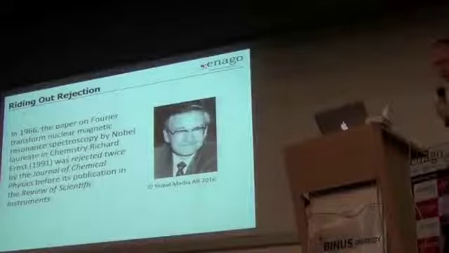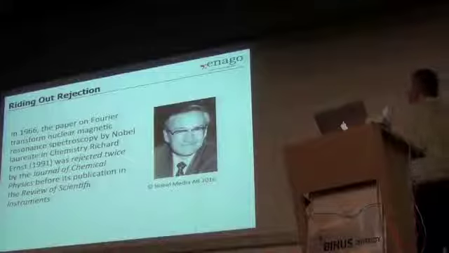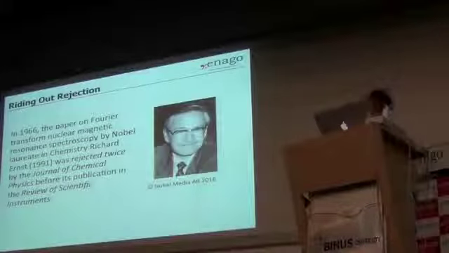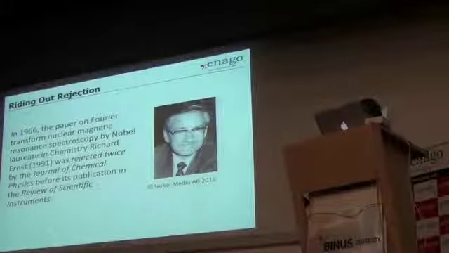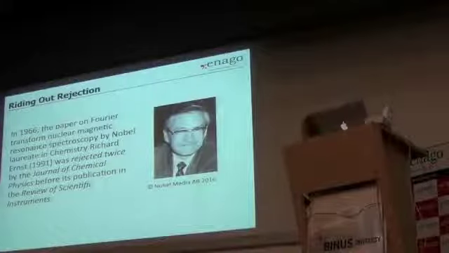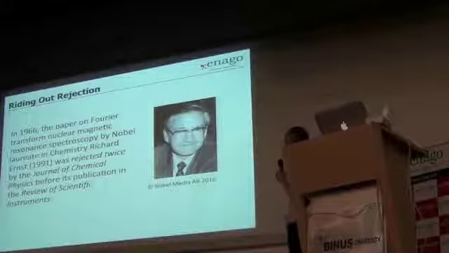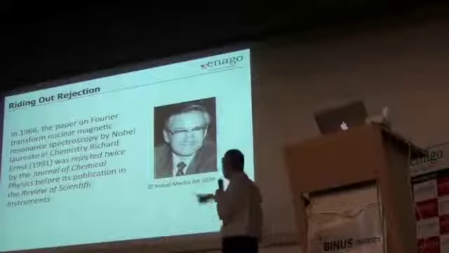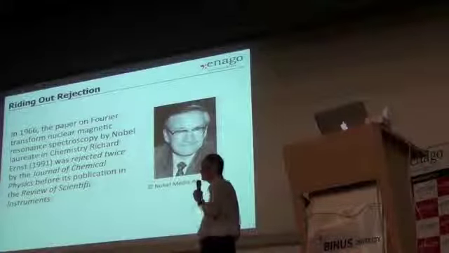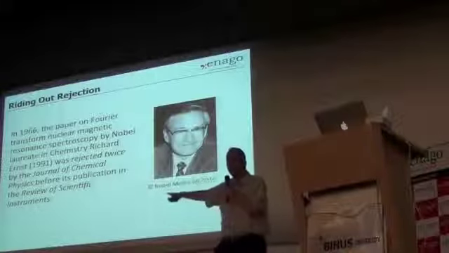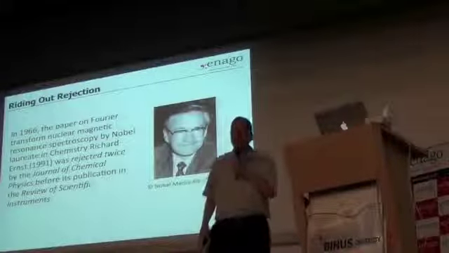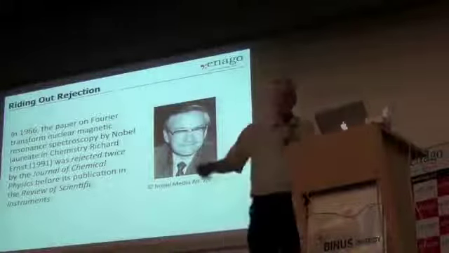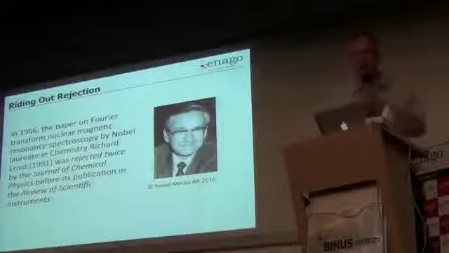Here's another one. In 1966, the paper on Fourier transform nuclear magnetic resonance spectroscopy by Richard Ernst, who was a Nobel laureate in chemistry, was rejected twice by the Journal of Chemical Physics before it was published in the Review of Scientific Instruments. He got a Nobel Prize for this, even though his paper was rejected twice. See, there is hope. It's not all negative, right?